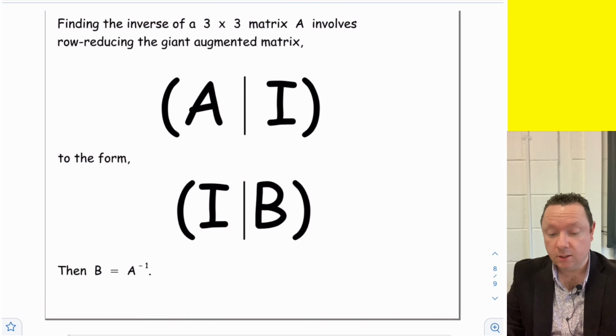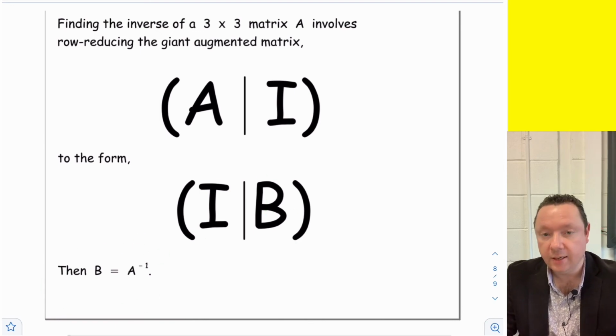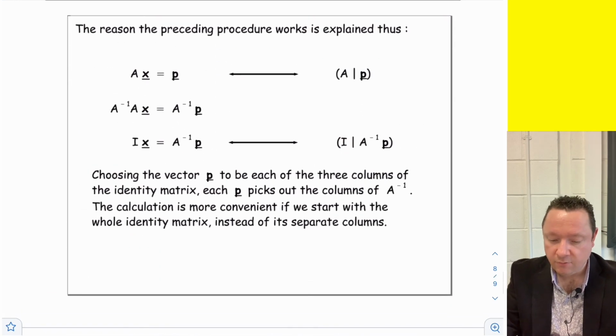So why does this work? Well, if we find the inverse of a 3 by 3 matrix, it involves row reducing this giant augmented matrix. So we've got A being our matrix augmented with I, so that it becomes I augmented by some matrix B, and B will be the inverse of A. And how you can think of it is like this. If we're taking our matrix A times some vector x equal to some vector p, that's the same as taking the matrix A augmented with p.